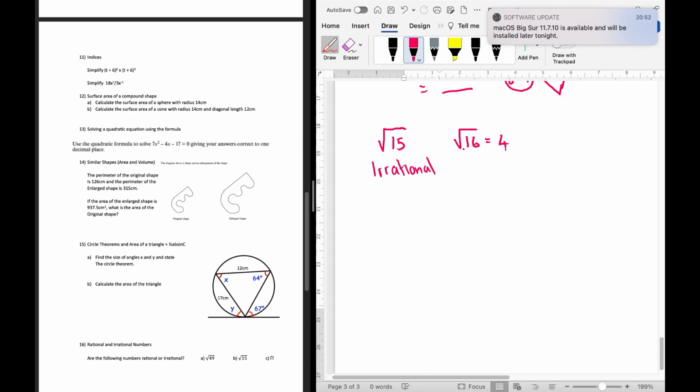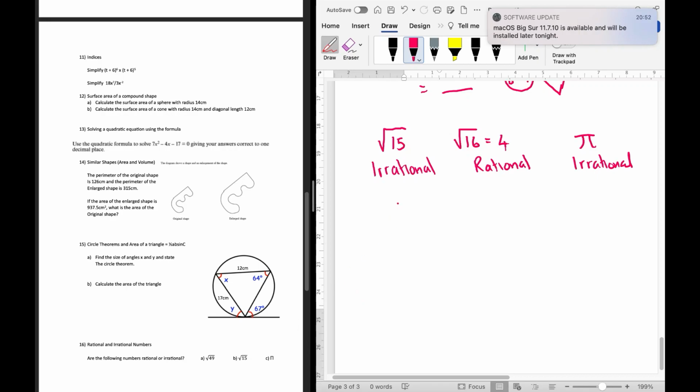Whereas if you put square root of 16 into your calculator, you'll get a 4, which is a whole number, which are rational. There is only one other number we know that goes on forever, and that's pi, which is also irrational. So the irrational numbers are pi and surds are square roots that don't have an answer.